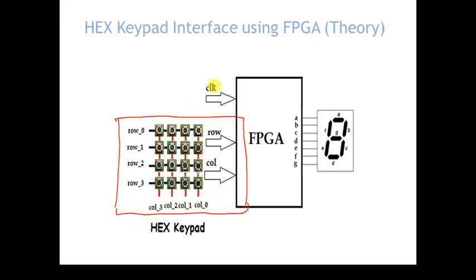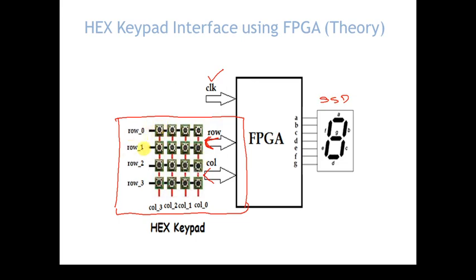Before that, to write a VHDL code, what are the things we require? This is definitely a sequential circuit, so we need a clock signal, and we need row and column inputs and outputs. So we declare these rows and columns as in and out in our entity declaration, right? And we have a 7 segment display to display the pressed key. The keypad we are choosing is arranged in this way.